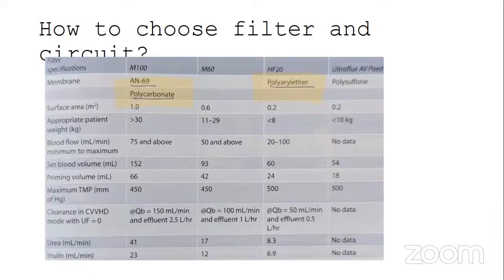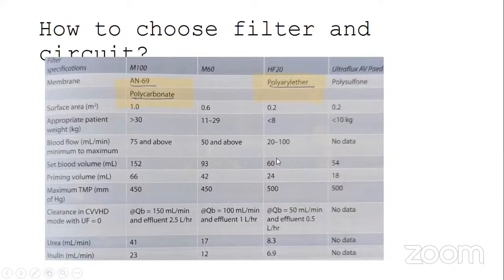So once after knowing the mission, we have to choose what kind of filter and what kind of circuit has to be chosen for this patient. Most of the time in the pediatric age group, we use these 3 filters: HF20, M60, as well as M100. HF20 is designed for less than 8 kgs, and the surface area is around 0.2 meter square. And the blood flow which can be achieved is the least around 20, and the maximum is around 100.